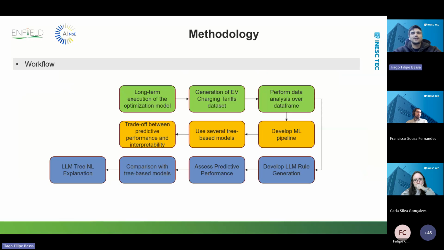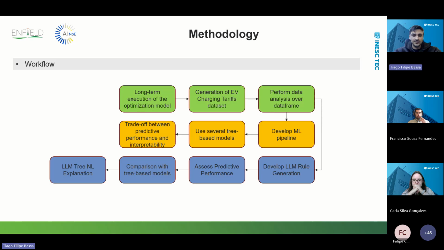So very shortly, these were the steps that I took during my master's dissertation and during the following work that took place. Basically, I spoke about an optimization model, so we have to basically have it ready, and that was the case. So my job was only to perform the long-term execution of this model and then generate the data frame so that we could do an initial analysis of this data set.